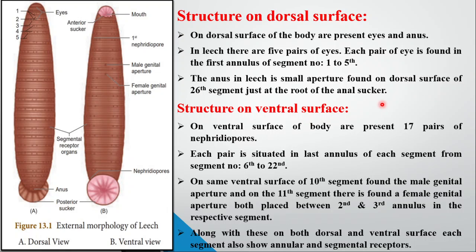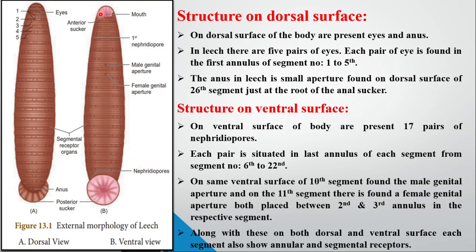Structure on ventral surface. Now, let's see the structure of leech on ventral surface. On the ventral surface of the body are present 17 pairs of nephridiopores. See here. First we will see the labeled things here. So this pink color structure is the anterior sucker or oral sucker, and the opening is the mouth, which is triradiate.